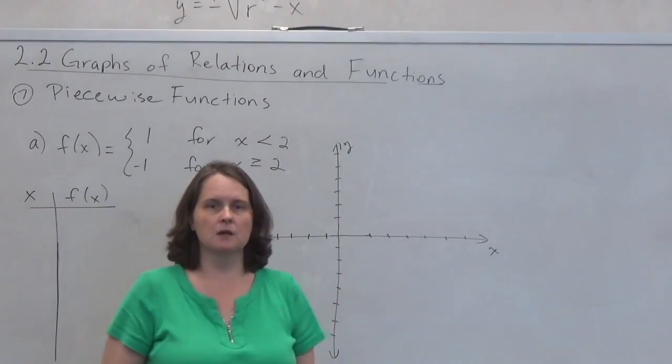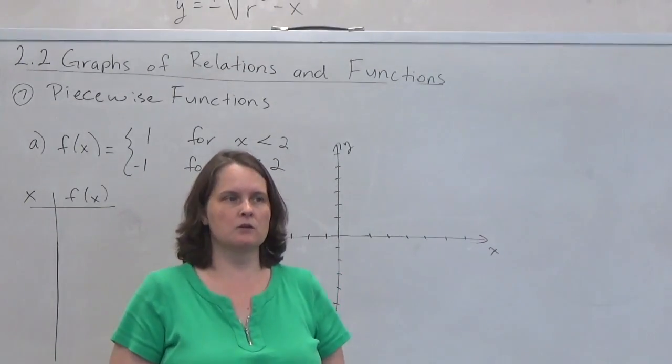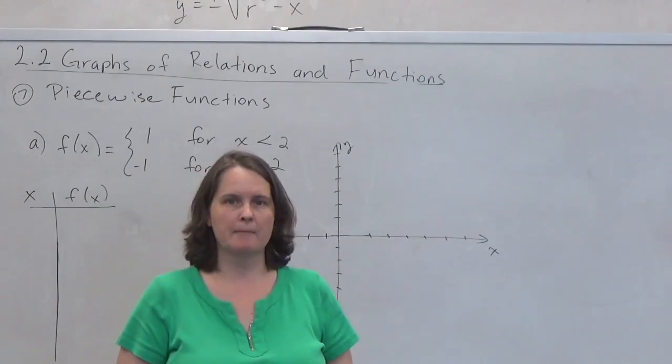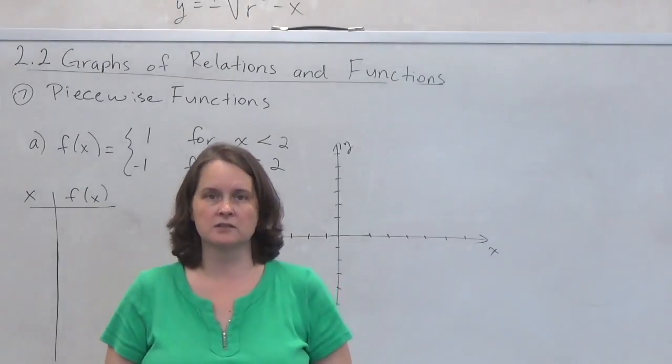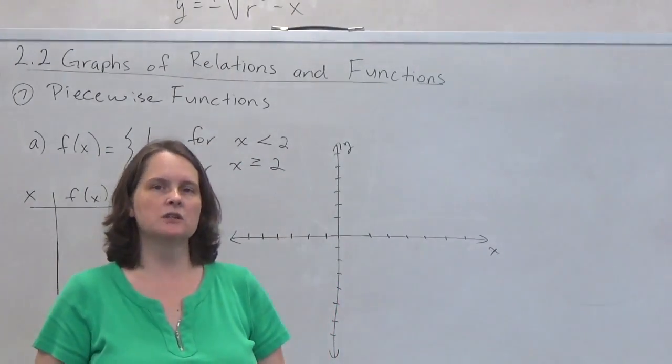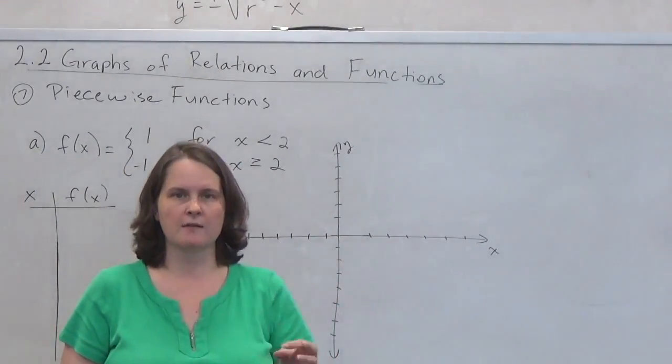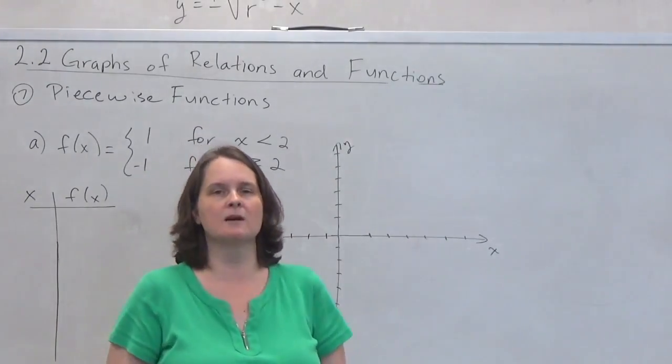And it could look like a parabola in one portion of the graph, and then it might switch over to a straight line in another section of the graph. So we essentially are just taking the increments of different graphs and putting them together to create a piecewise function.